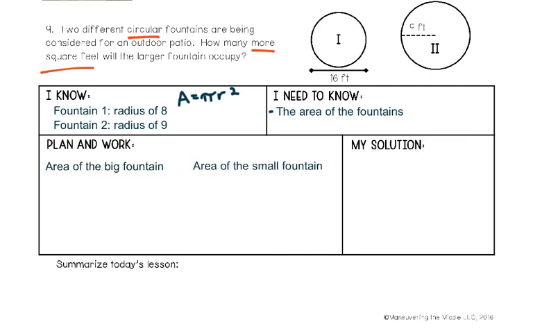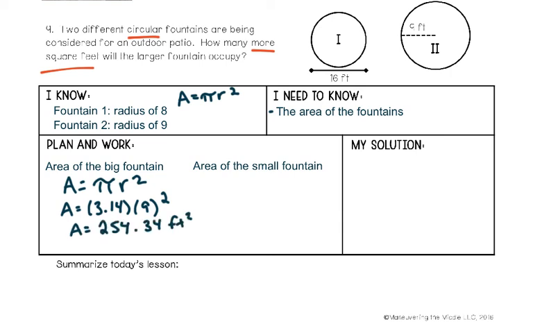So I went ahead and wrote that I need to find the area of each fountain under the plan and work box. The area of the big fountain can be found using the formula A equals pi r squared. And then we need to substitute in our values. We were given the radius of the bigger fountain. It's 9. So instead of r, I'm going to write 9. And instead of writing pi, I just use 3.14 since that's the closest approximation we can get. When you have it written like this, you have enough information to figure it out. So you can just type this in your calculator and figure out what the area is of the bigger fountain. Take a second and do that if you haven't already, and then press play when ready to check.